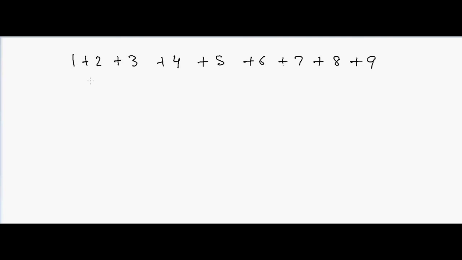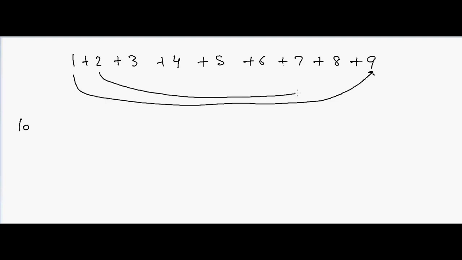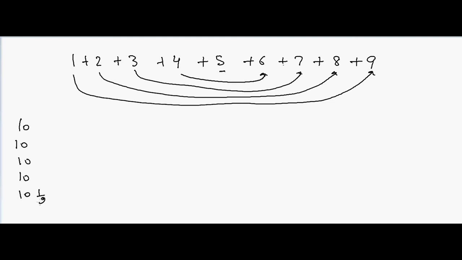So if we look here carefully, what we'll get is that we can add this 1 and the 9 here, so we'll get a 10. Then we can add this number 2 and 8 here, so we'll get another 10. Then we can add 3 and 7 here, so we'll get another 10. Then we can add 4 and 6 here, so we get one more 10, and then we are left with a 5, which is half of a 10, right?